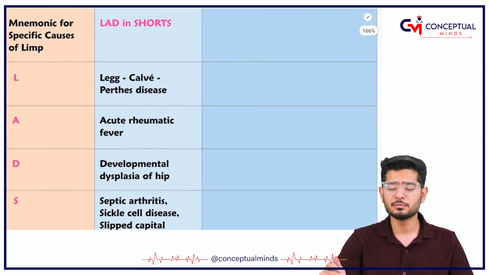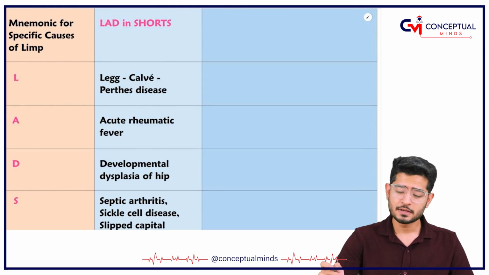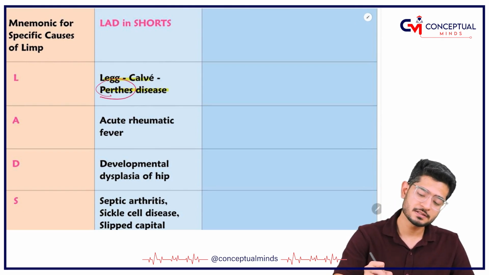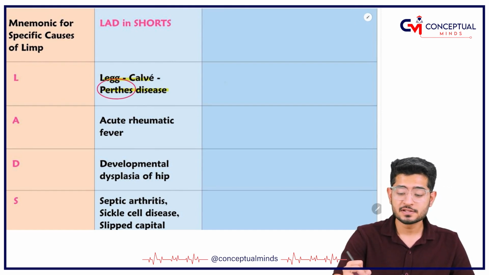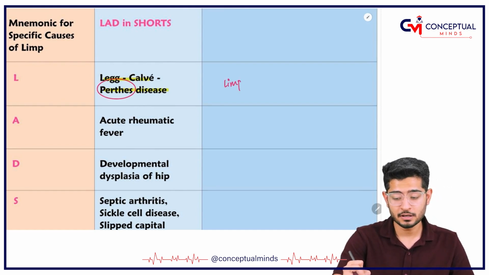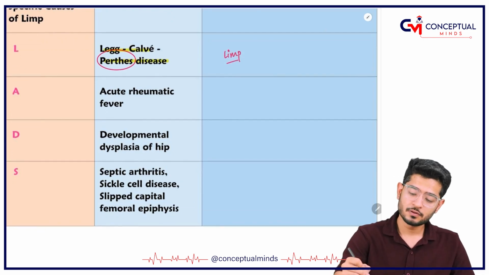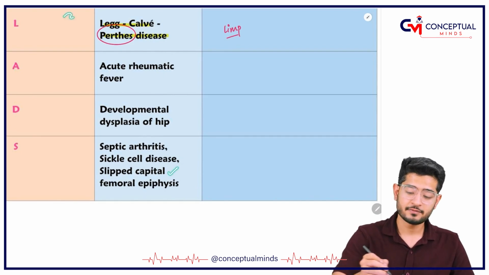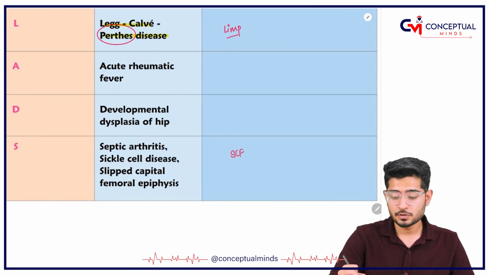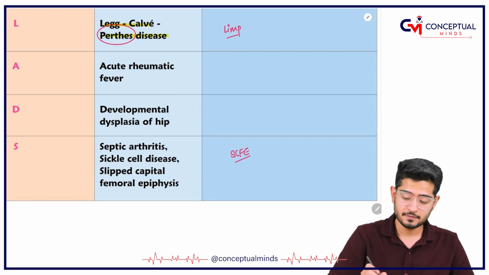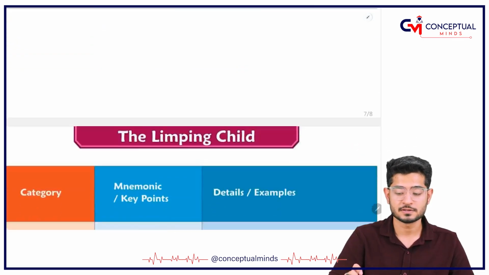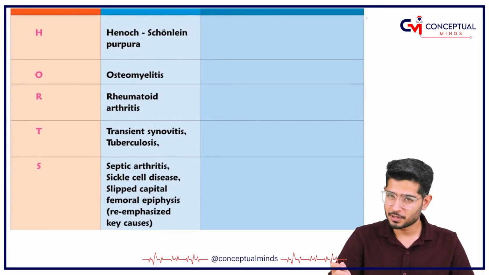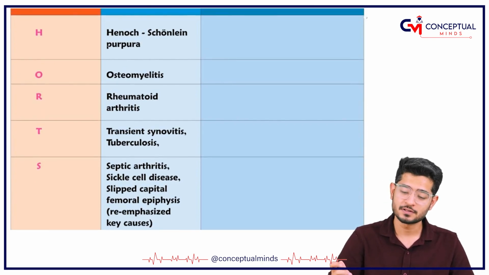There's one more mnemonic. The mnemonic says LAD in short. L for Legg-Calvé-Perthes disease. This is important. Please remember that Perthes disease is something which presents with a limp. Then acute rheumatic fever, I have told you. Developmental dysplasia, I have told you. Then SCFE is also one which is going to present with a limp. What is SCFE? Slipped capital femoral epiphysis. Coming on to H, Henoch-Schönlein purpura. Yes, purpura is also going to have this issue.